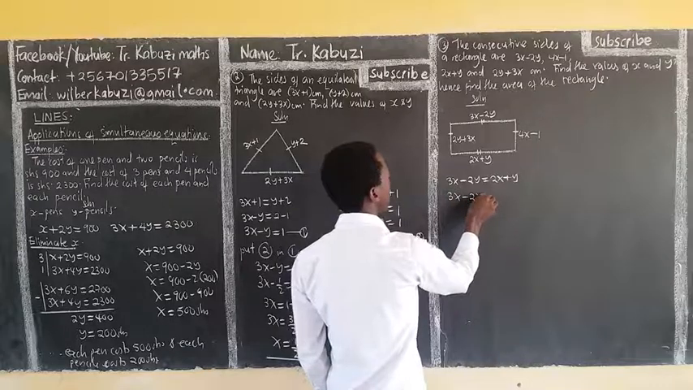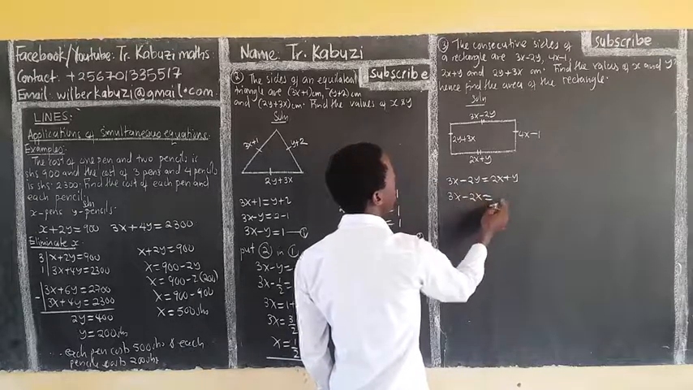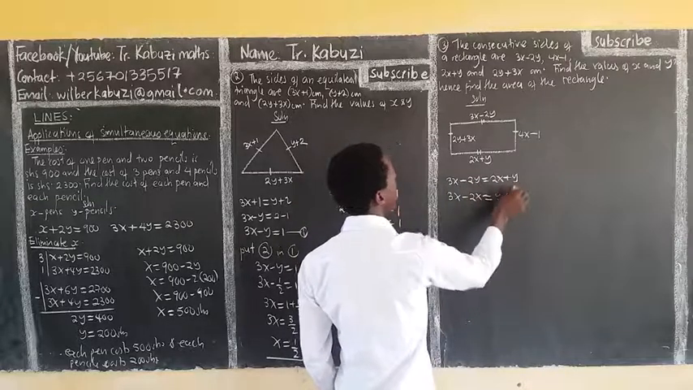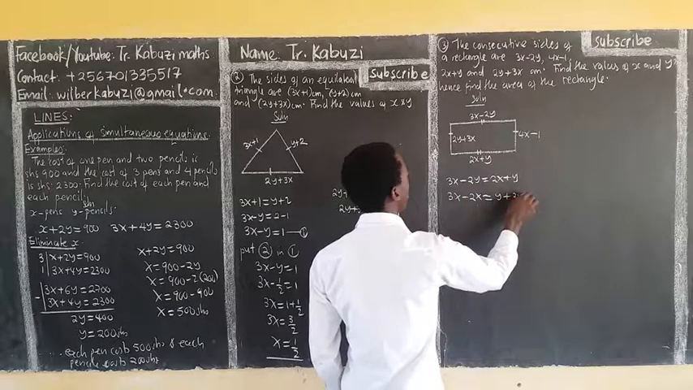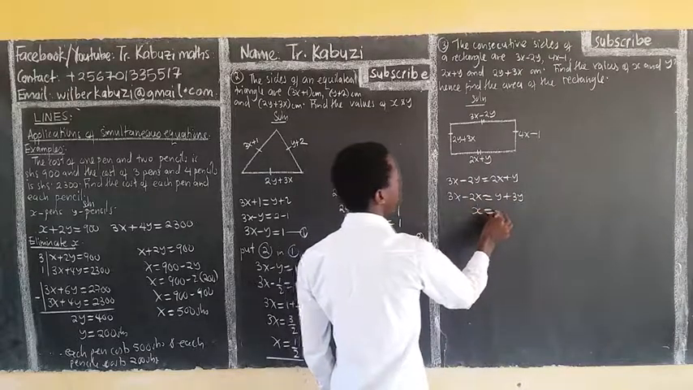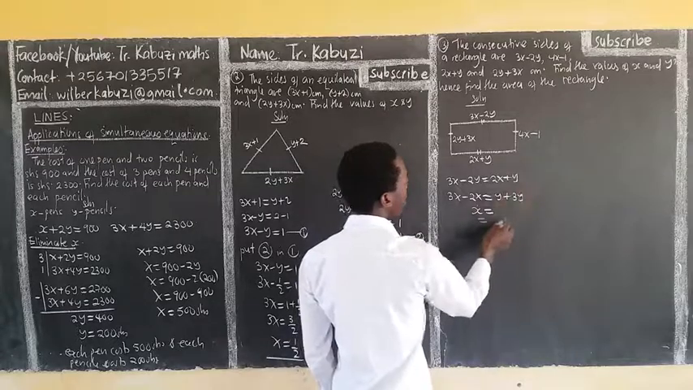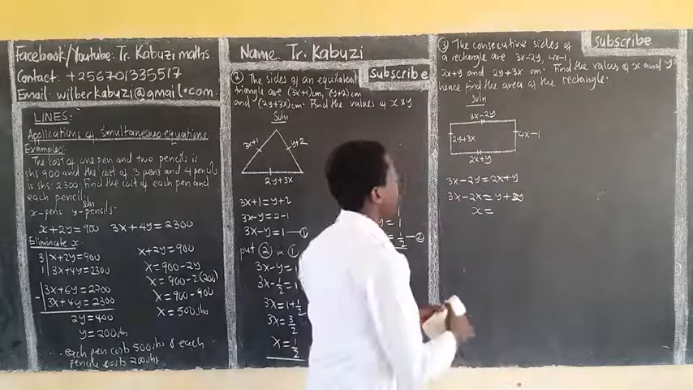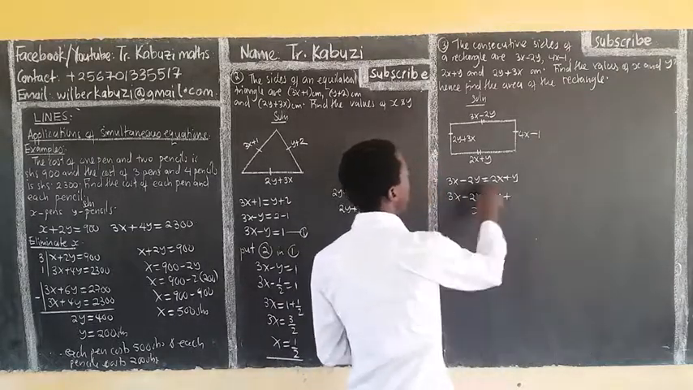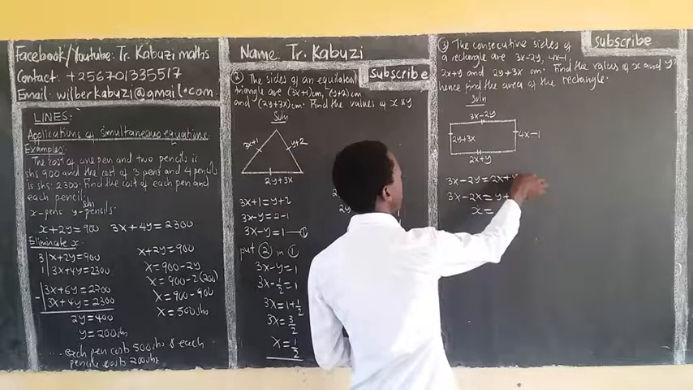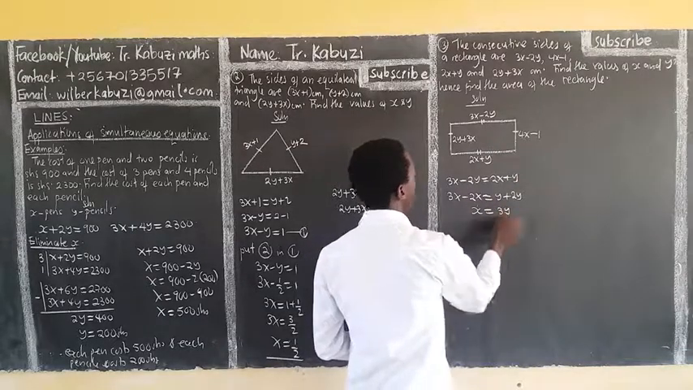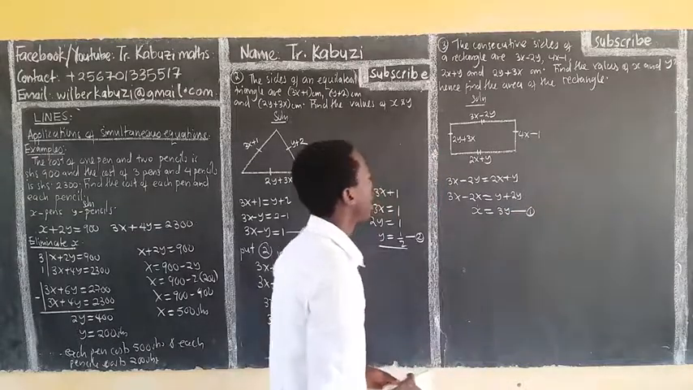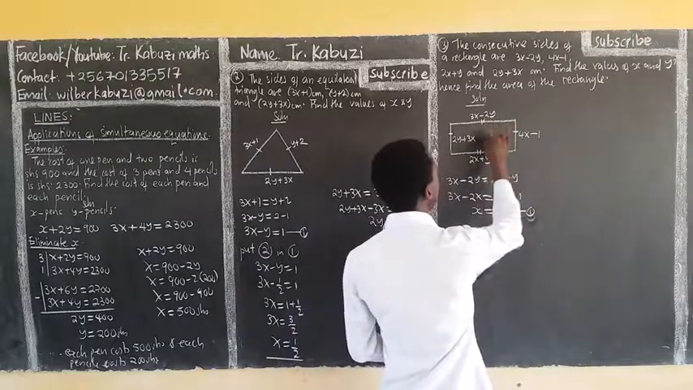3x minus 2x equal to x. Now this side, when I take this side I have y plus 2y, which is 3y. So this will give me x equal to 3y. When I take this side, I'll be adding 2y. Negative, positive, comes positive, equal to 3y. So this one you call equation 1.